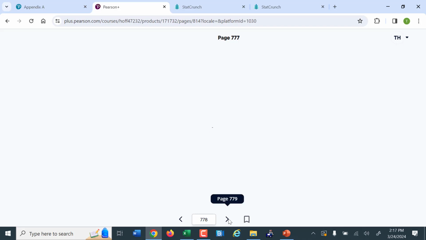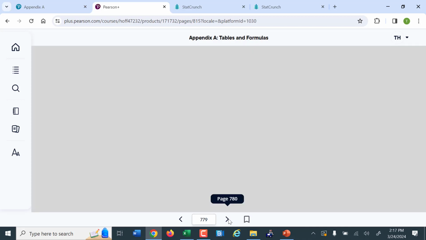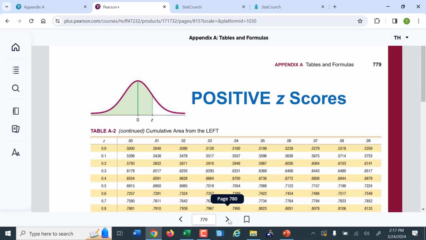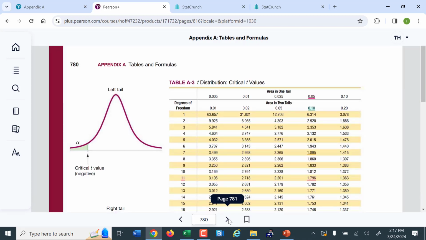So the first one is the binomial table. Second one is normal. Third one's next, also going to be normal distribution. Then we have the T distribution.